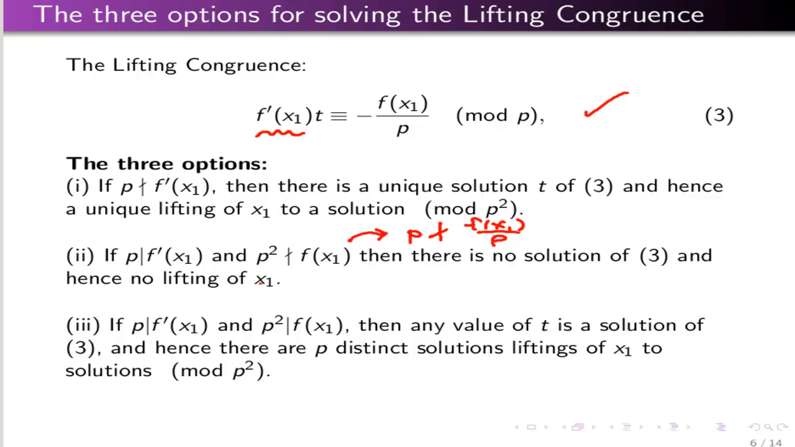Option 3, if p divides the first derivative, and p squared does divide f of x1, and so p does divide f of x1 over p, then both sides of 3 are 0, and hence you can let t be any value. And thus we get p distinct solutions of congruence 3, and thus p distinct liftings of x1 to a solution mod p squared.